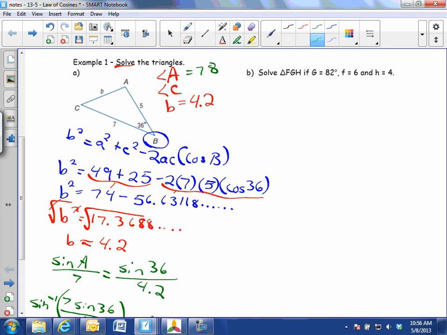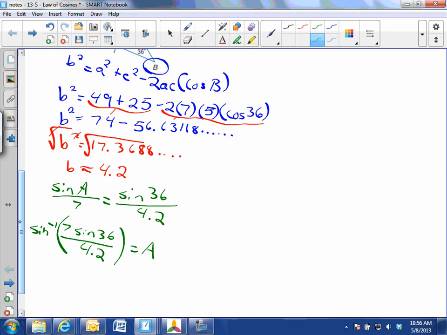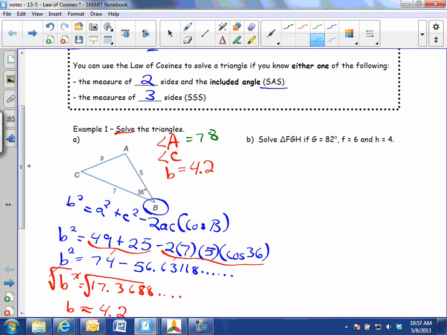And then that's all we've got to do once we solve those. Wait, can you go down a second? 66. Right, how do you find C? 180 minus 78, yep, minus 36. Good. Just take 180 minus 72 equals the measure of C, which would be, what is it? 66.